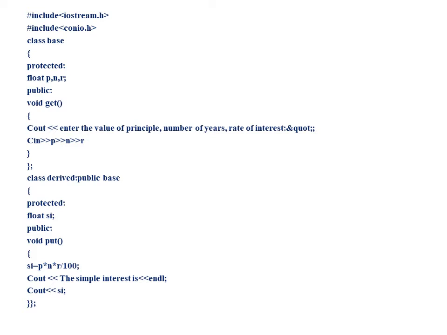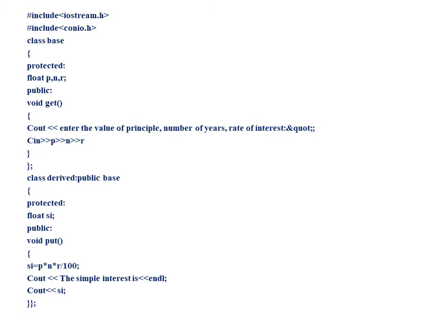Here I am declaring P, N, R variables under protected, and one function I am declaring. That function is going to read the data in the P, N, R variables. After defining this class, I am moving to the derived class now.